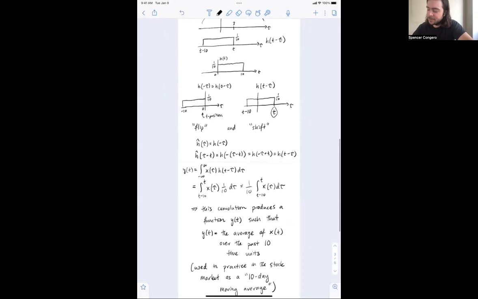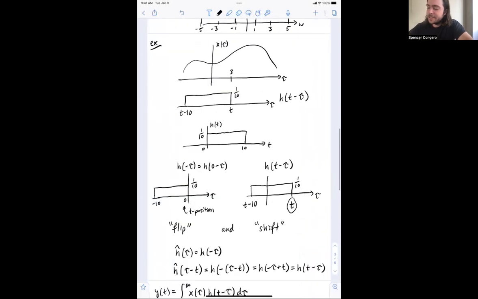What this convolution is doing is, at any point in time, giving you the average of the past 10 time units. Maybe they're days, maybe it's seconds, whatever. H of t convolved with x of t, in this case, based on this h of t function, is giving you the average of your x of t function over the past 10 time units.